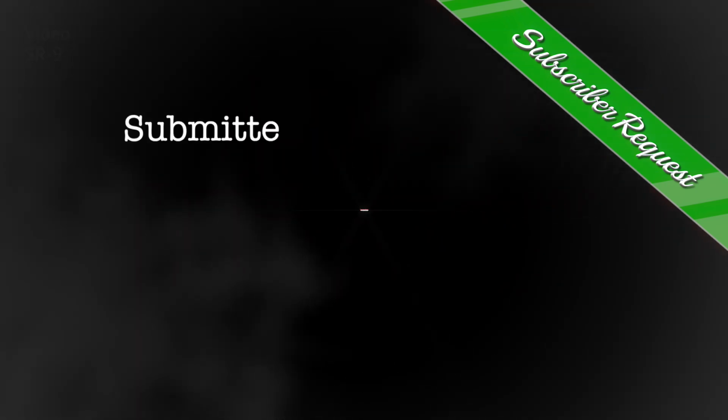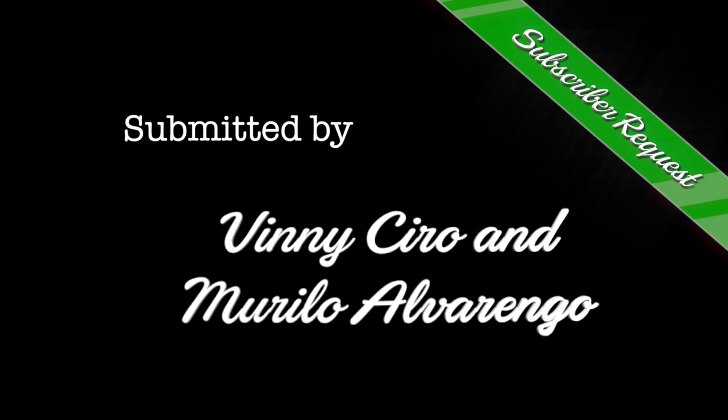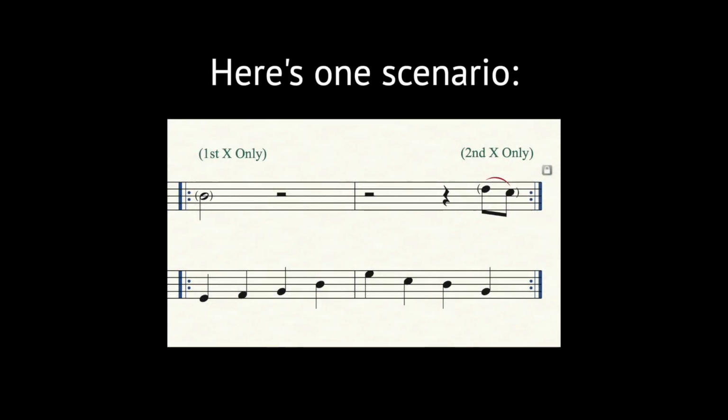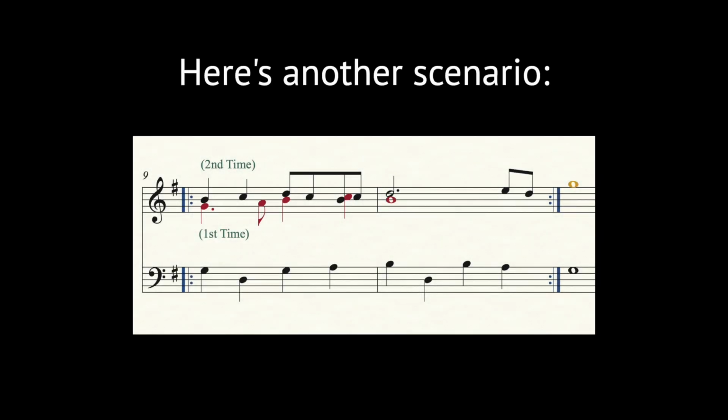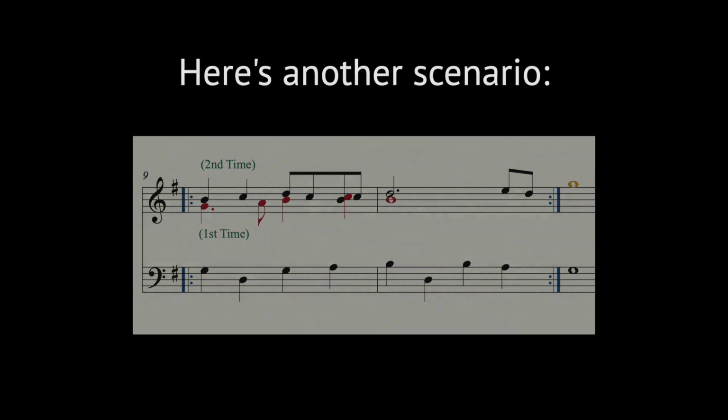Today's request comes from Vinny, Ciro, and Murilo Alvarenga, and I hope I'm pronouncing those correctly, who both asked about how to make Finale play notes only the first or second time in repeated passages. Now, this question has actually come up a lot, and I feel like I may even be missing another person who specifically requested this video many months ago. And certainly this question appears in the forums quite often. So I guess I can't really procrastinate on this issue any longer, so I decided to do this today.